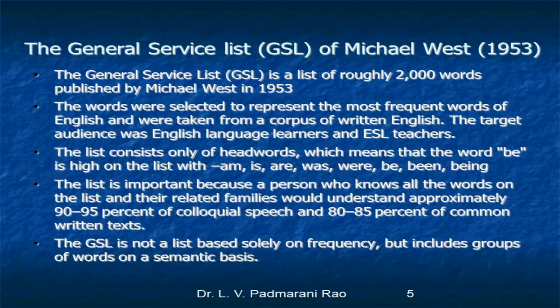The list consists of only head words, which means that the word be, for example, is very high on the list, with am, is, are that are used as present tense, was and were used as past tense, and be, been, being, which are used for the transformation of sentences. The list is important because a person who knows all the words on the list and their related families would understand approximately 90-95% of the colloquial speech and 80-85% of common written texts. The GSL is not a list based solely on frequency, but it includes groups of words on a semantic basis.